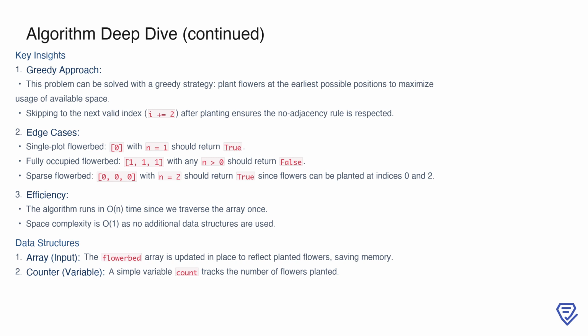From an efficiency perspective, this algorithm runs in O(n) time since we traverse the array once, and it uses O(1) space as no additional data structures are required. The flower bed array is updated in place, and the count variable keeps track of progress, ensuring minimal memory usage.